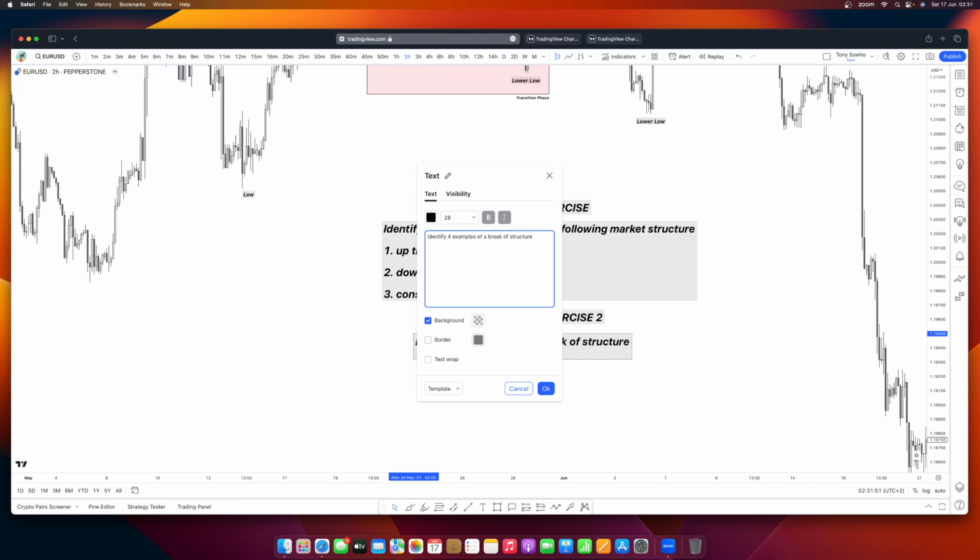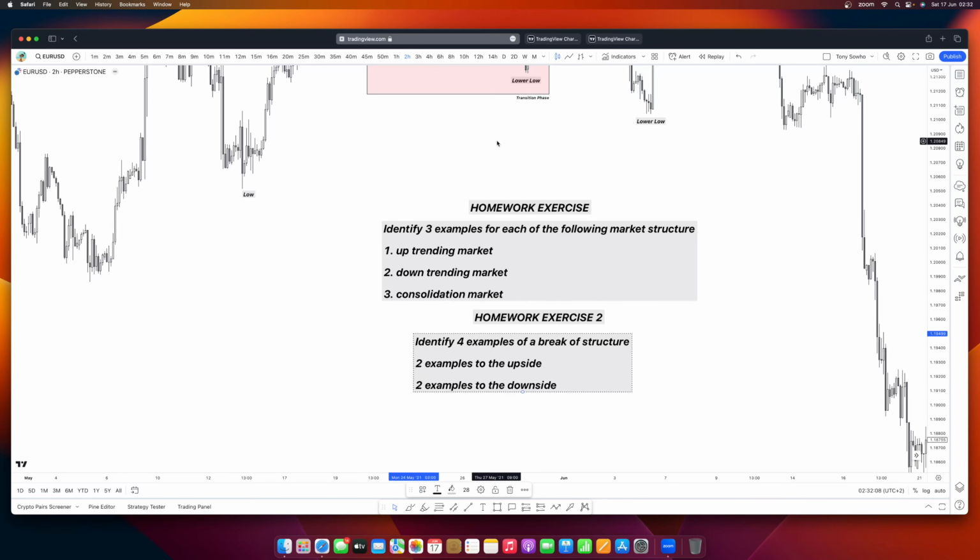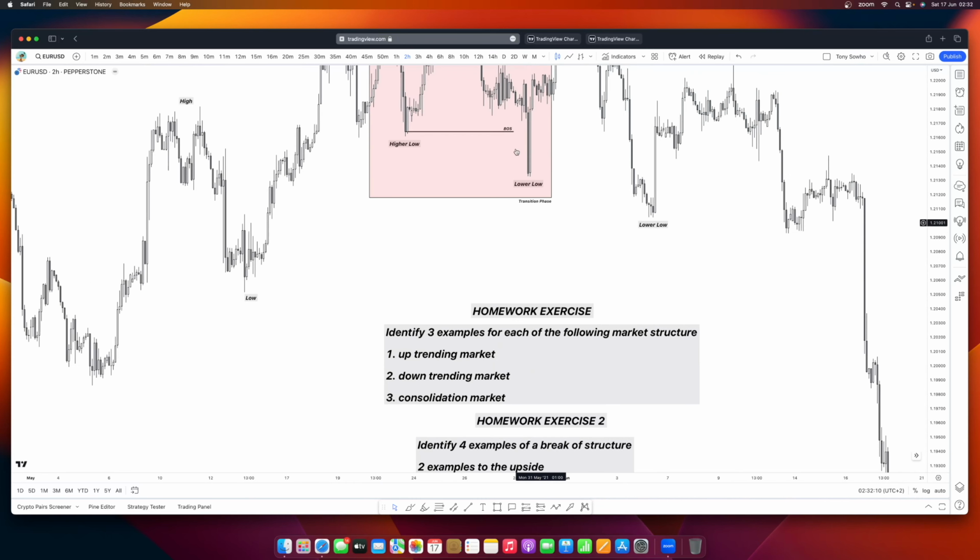Two examples to the upside, 2 examples to the downside. And then when you do that, also make sure you are adding the transition phase to it.